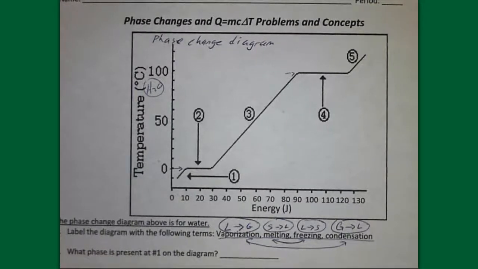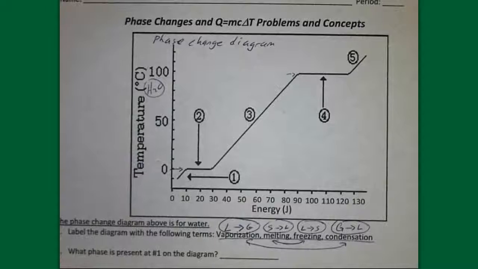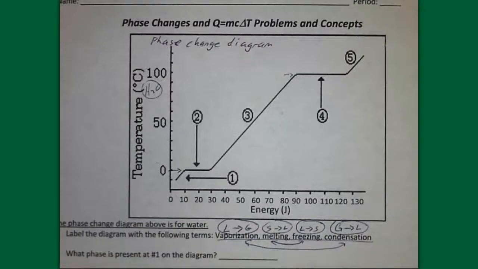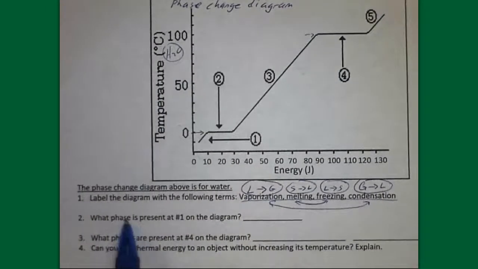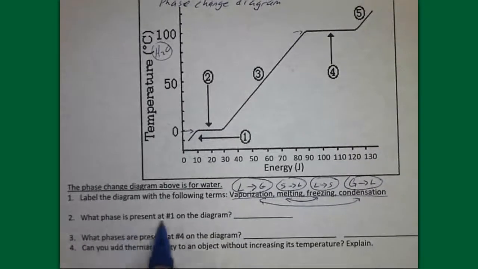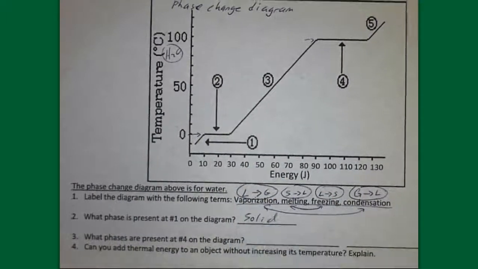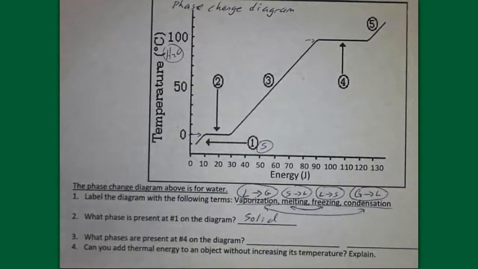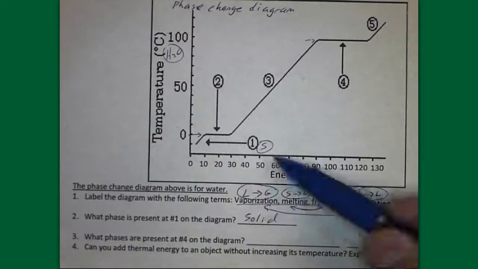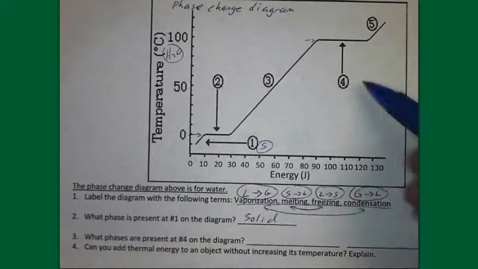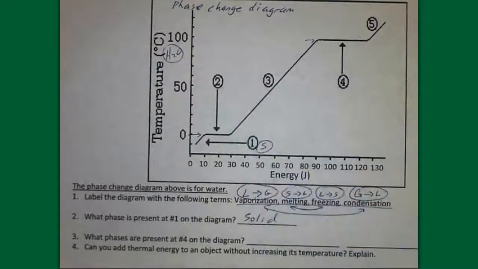Alright, so let's consider what's going on. Maybe we should answer number 2 and 3 first before we answer number 1, because we need to know what phases are going on. Hopefully you remember at number 1 on the diagram, you have a solid present. There is nothing but solid in number 1. There's no liquid, there's no gas, only solid. Right? So let's go ahead and go on up the list, and number 3 addresses number 4, but I want to know what all of these are.